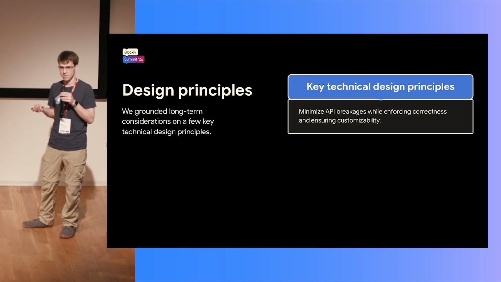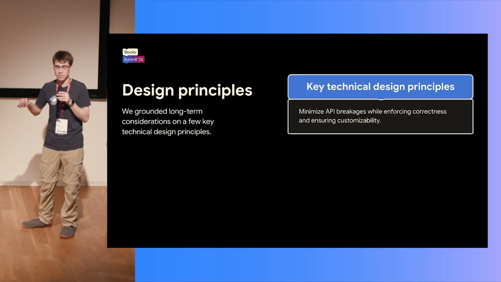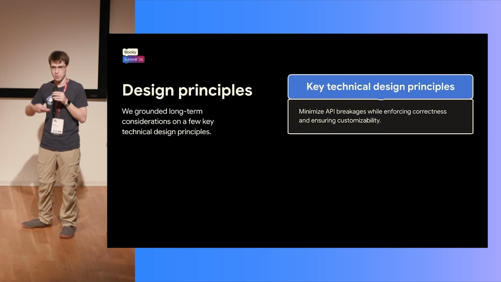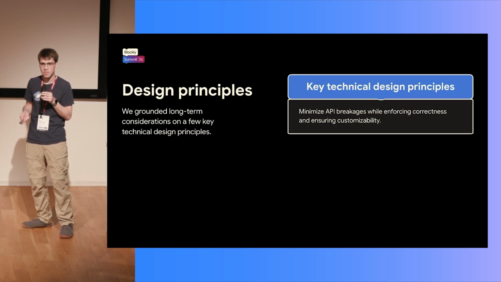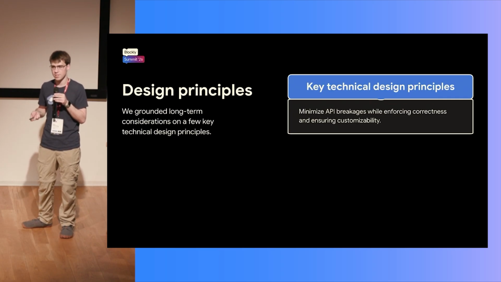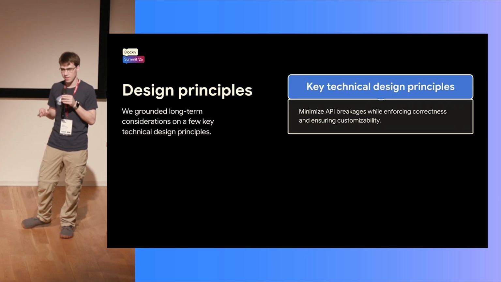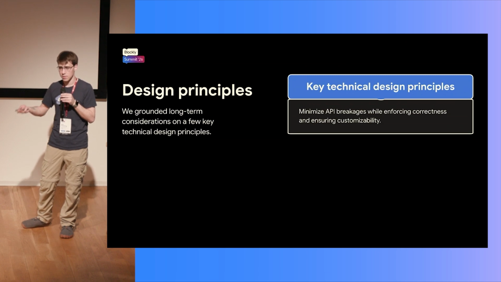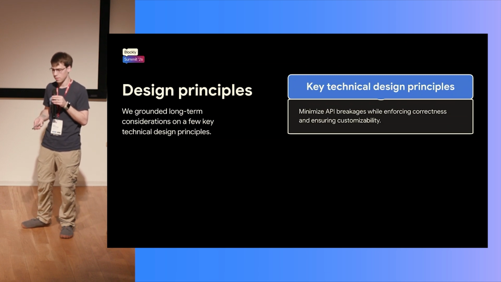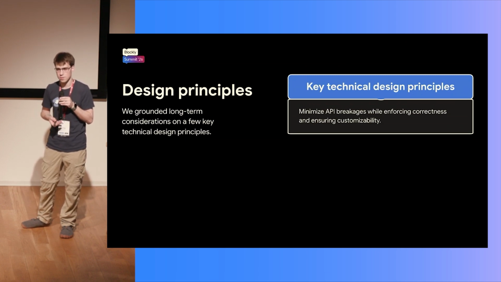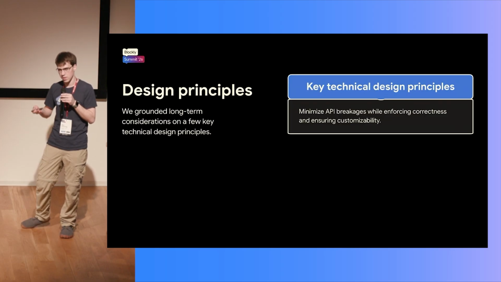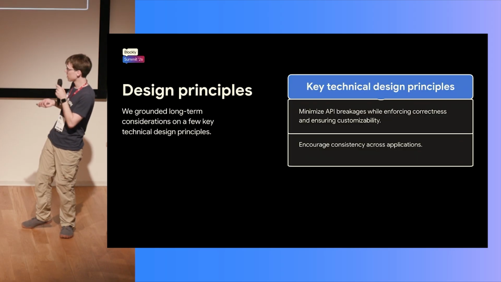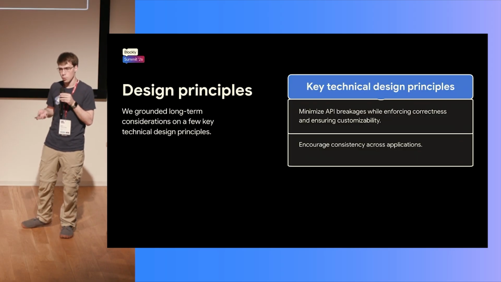The first being, let's not introduce API breakages. We know a lot of applications depend on Blockly. We don't want new changes to fundamentally disrupt those integrations. And so this was a key thing. But at the same time, there were new APIs that were needed, and there was some level of enforcement that was important to ensure some level of consistency, which kind of goes into my second one.